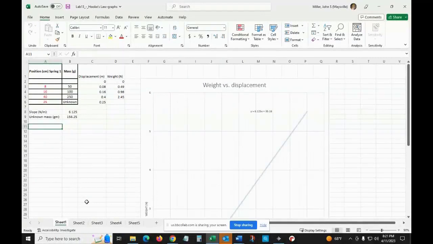Here you can see the data for my first spring. I have my original data listed, then beside it I have converted the displacement in centimeters to meters by dividing the cells in column A by 100. The force values are just the weights of the different objects, so the mass was converted to kilograms and then multiplied by 9.8 meters per second squared to get weights in newtons. These latter two columns are then used to get a graph.